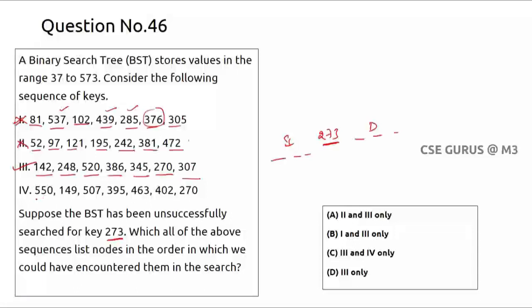Now we'll check the fourth one also. Less than 273: 149, 270, I think. Both are in increasing sequence, that is fine. What about greater than? 550 followed by 507, 395, okay, but here increasing you can see. So that's why this is not correct. Only the third one is satisfying, so option D is our correct answer. Like this we need to check.